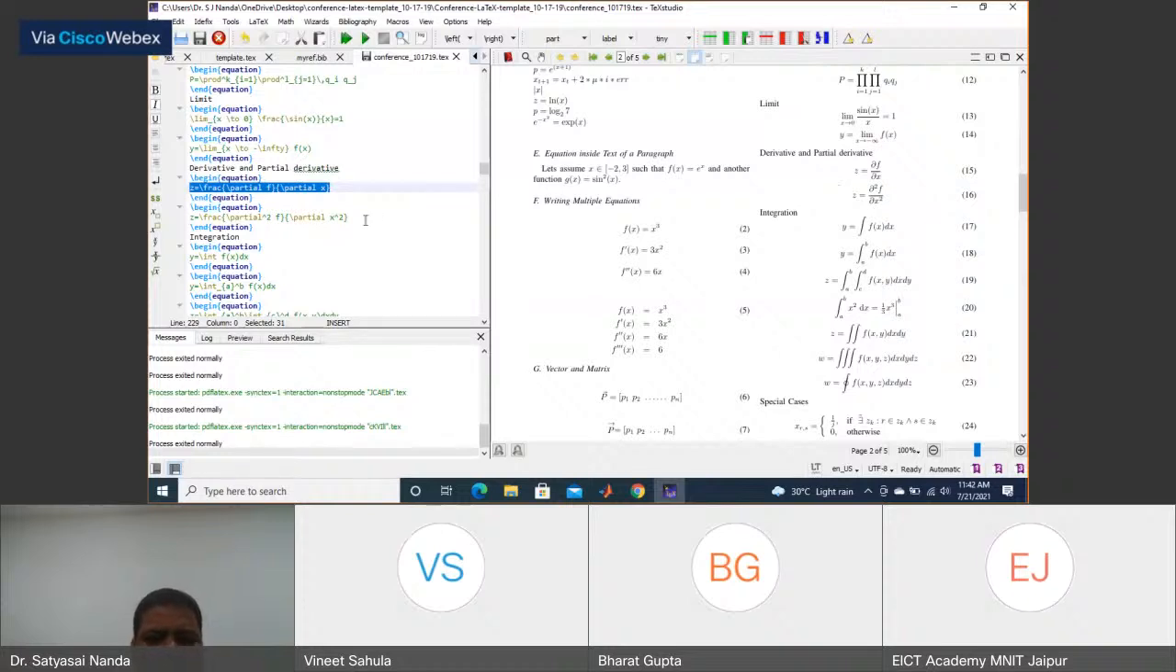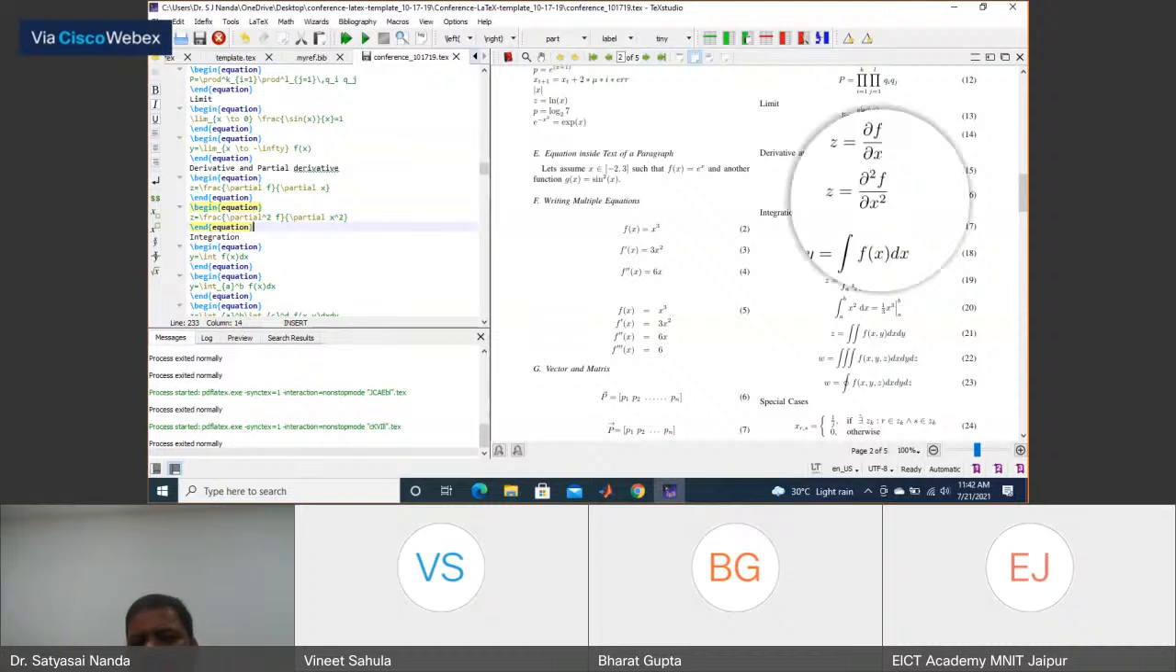The next one is making this square. This square you can use by \partial, then caret 2. That will make you del square. So del square f by del x square. So this is how you can write the partial derivative.